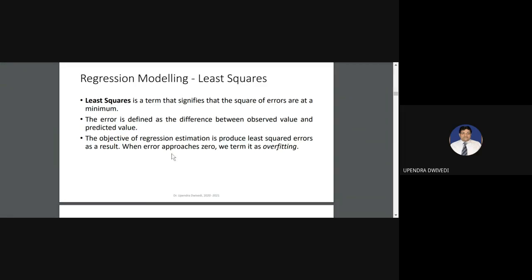And if you are able to reach zero, then it is an overfitting model. Sometimes in real scenarios it is not possible. So what we are trying to do is minimize the error between the observed value and the predicted value.